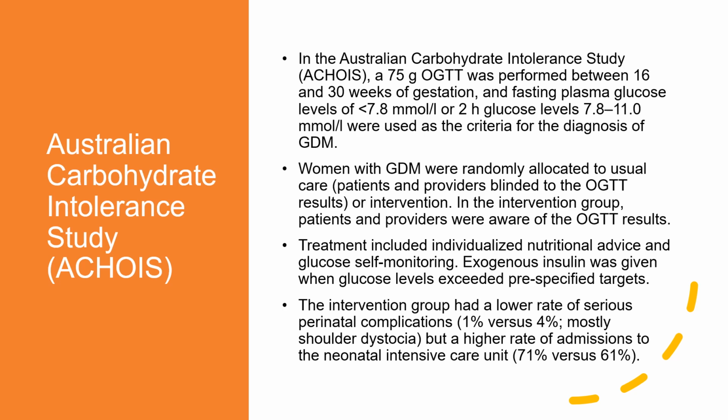Women with GDM were randomly allocated to usual care, which is composed of patients and providers blinded to the OGTT results, or intervention. In the intervention group, patients and providers were aware of the OGTT results. Treatment included individualized nutrition advice and glucose self-monitoring. Exogenous insulin was given when glucose levels exceeded pre-specified targets. The intervention group had a lower rate of serious perinatal complications, 1% versus 4%, mostly shoulder dystocia, but a higher rate of admissions to the neonatal intensive care unit, 71% versus 61%.